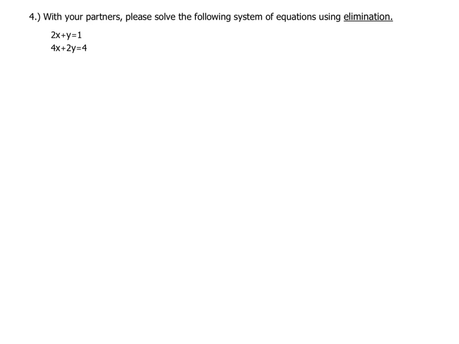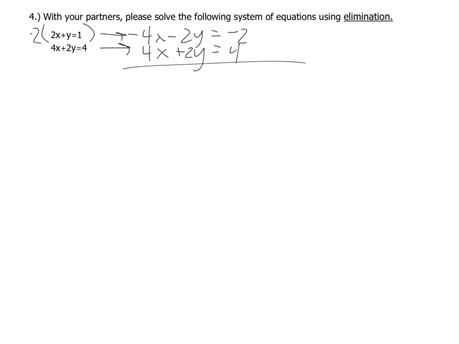Now we're going to use elimination for this next one. I need to multiply the top by negative 2. So it becomes negative 4x minus 2y equals negative 2. And we're going to keep the 4x plus 2y equals 4. By doing this, we canceled out the x's, we canceled out the y's, and 0 is all that's left on the left-hand side, and I have 2 on the right-hand side. This obviously does not work, so it's no solution.